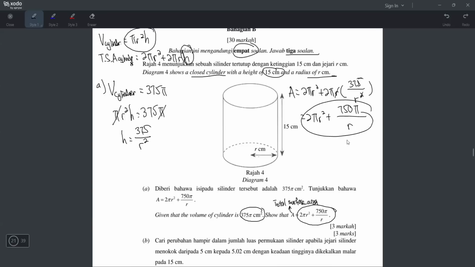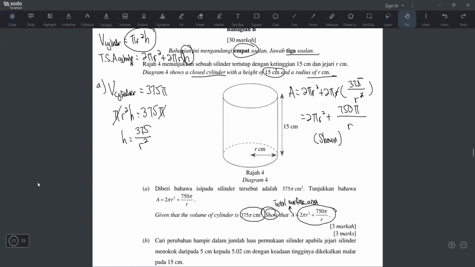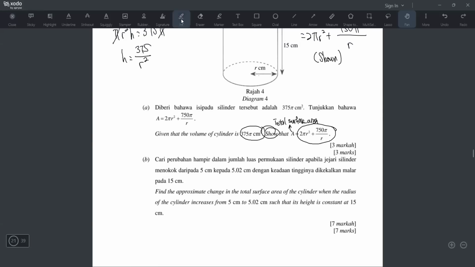And as you can see, yang ini sudah sama dengan sini. Okay. So bila sudah sama, kita dah show lah. We can write the word shown. Okay. Ya, soalan jenis show memang macam ni. Dia akan bagi jawapan and then you tunjuk dia punya working. You show them how you get that answer. Okay, sudah siap. Let's do B. Find the approximate change.